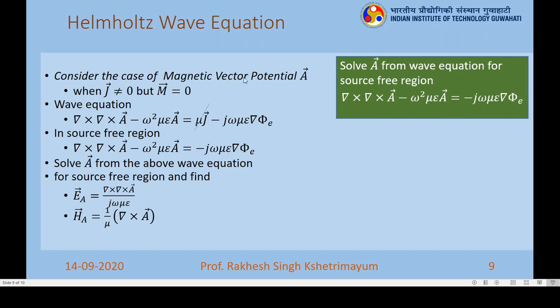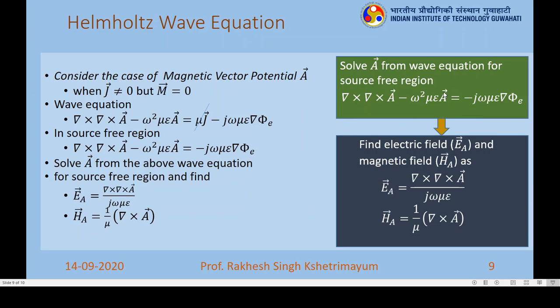So let us summarize it. Solve the magnetic vector potential from the wave equation for source free region, which is curl of A minus omega square mu epsilon A is equal to minus j omega mu epsilon del phi E. Then you solve the electric field and magnetic field from the magnetic vector potential. So electric field can be found out as curl of A divided by j omega mu epsilon, and magnetic field can be found out as 1 by mu curl of A.